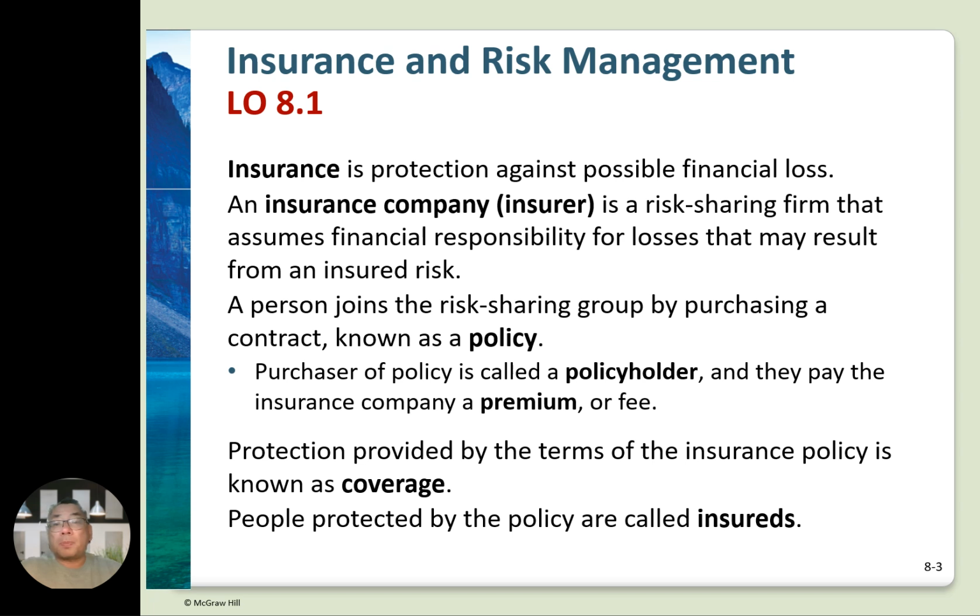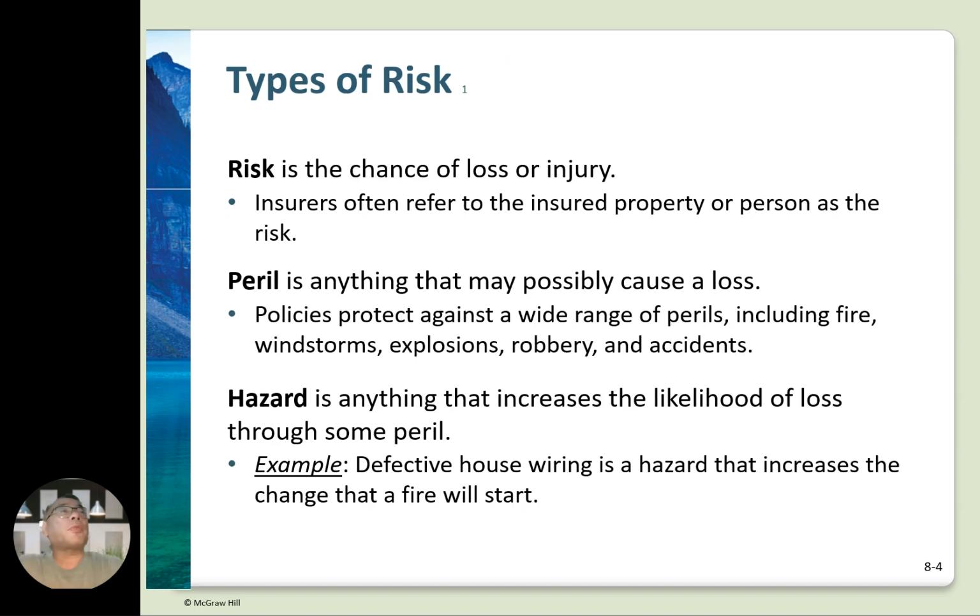Protection provided by the terms of an insurance policy is coverage, and people protected by the policy are called the insured. The type of risk: risk is the chance of loss or injury. Insurers often refer to the insured property or person as a risk. Peril is anything that may possibly cause a loss. A policy protects against a wide range of perils, including fire, windstorm, explosion, robbery, and accidents. Hazard is anything that increases the likelihood of loss from some peril. For example, defective house wiring is a hazard that increases the chance that a fire will start.